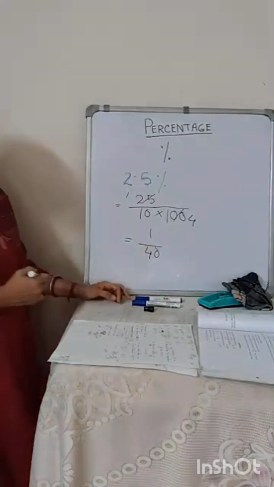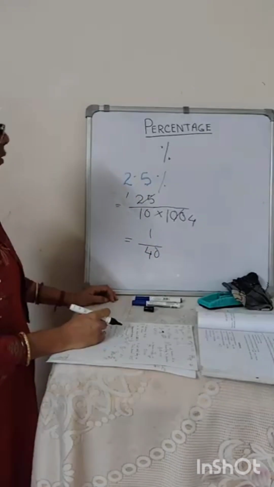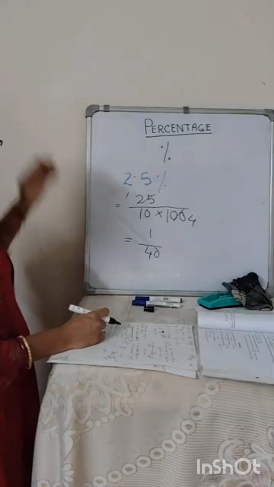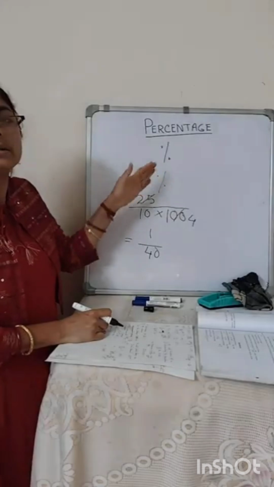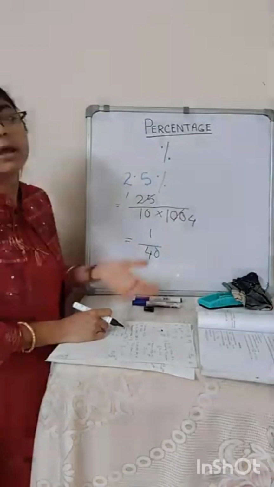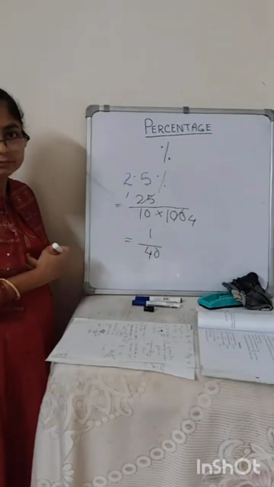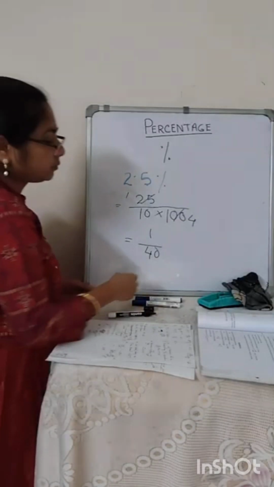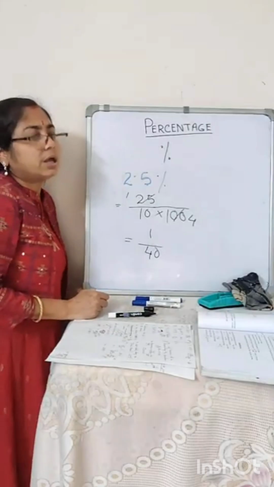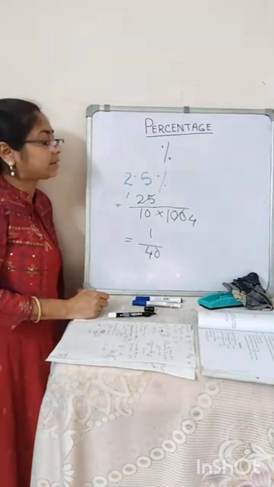1 by 40. Express it in fractions. So 2.5% means 1 by 40 in the fraction stage. In the chat box. Now, is it okay? If there is any doubt, please write in the chat box.